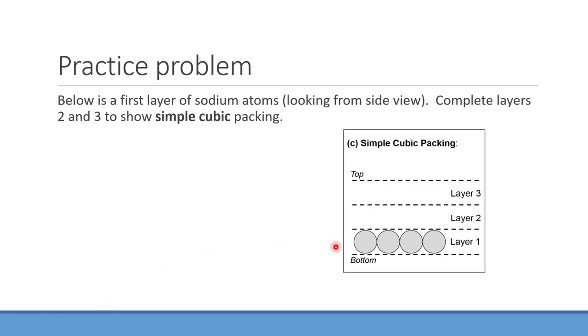Last, we have a layer of sodium atoms, and we're looking at it from a side view. So let's complete the layers and show simple cubic packing of sodium. So this is what we would do. We would just pack them all right on top of each other and form a simple cube. So what kind of solid is this? Well, if it's a simple cube, it has to be the basic cubic solid, which is simple cubic. It is a simple cubic structure because it is simple cubic packing.